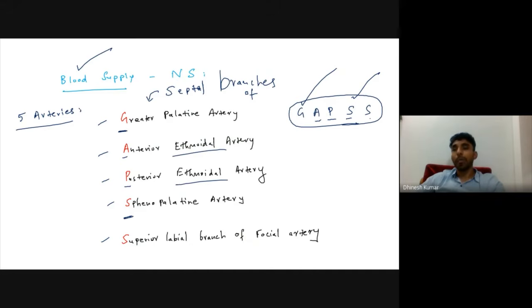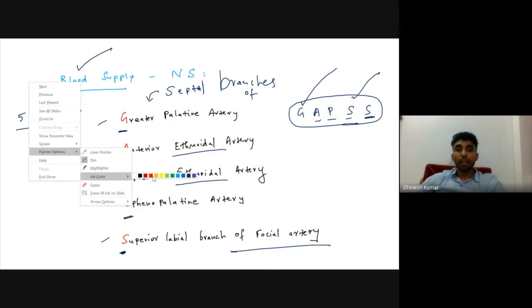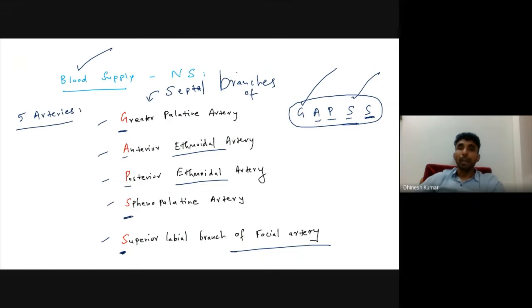Fine. And the S is representing the superior labial artery, which is a branch of the facial artery. These are the 5 arteries supplying the nasal septum. Septal branches of these 5 arteries: greater palatine, sphenopalatine, anterior and posterior ethmoidal arteries, and the superior labial branch of the facial artery.